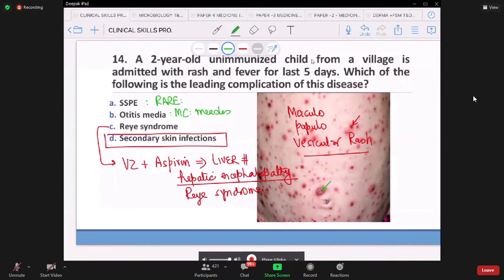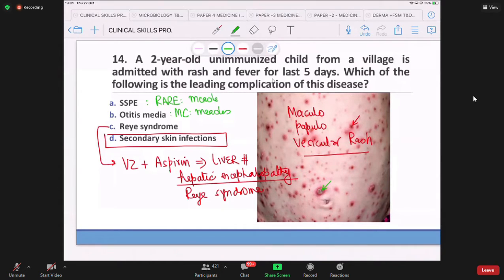No, it's not a complication of vaccine. It's a complication of measles. The virus can cross the blood-brain barrier. How do you diagnose SSPE, guys? What investigation is done for diagnosis of subacute sclerosing panencephalitis, where the virus has gone into the brain and caused damage to the brain of the child?